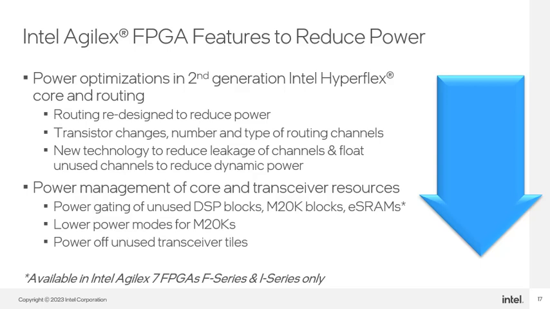Intel Agilex FPGAs also have additional power management features that reduce power consumption. Power can be gated to unused resources such as DSP blocks and memory blocks, including M20K blocks and the eSRAMs in device variants that include them. M20K blocks also have their own lower power modes. Finally, unused transceiver tiles can be disabled or completely powered off.